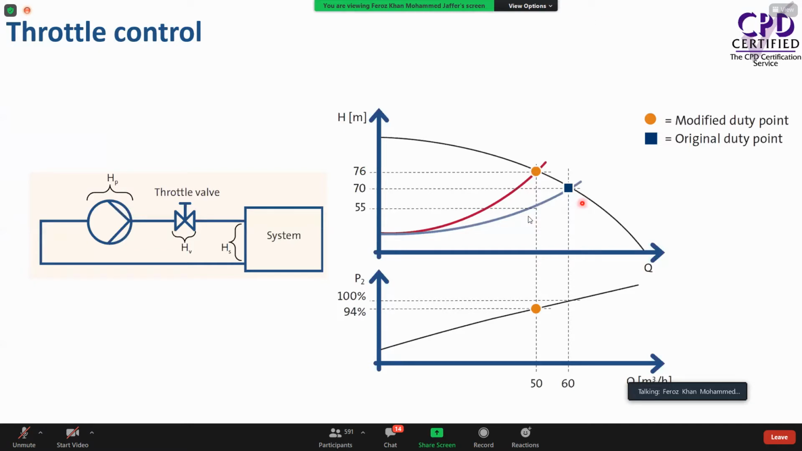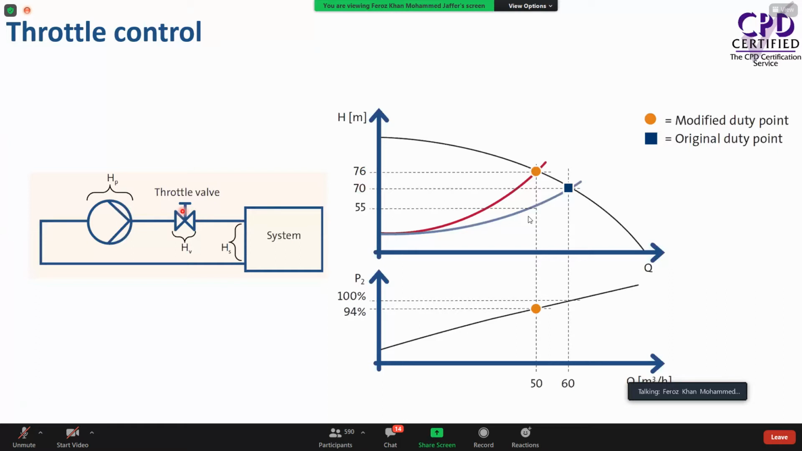So our original duty is this blue square. This is where the pump is operating now. 60 meter cube per hour, and it is delivering 70 meters head. Now we are seeing we are getting more flow. We don't need 60 meter cube per hour. We need only 50 meter cube per hour. Then what we do, we throttle the valve.